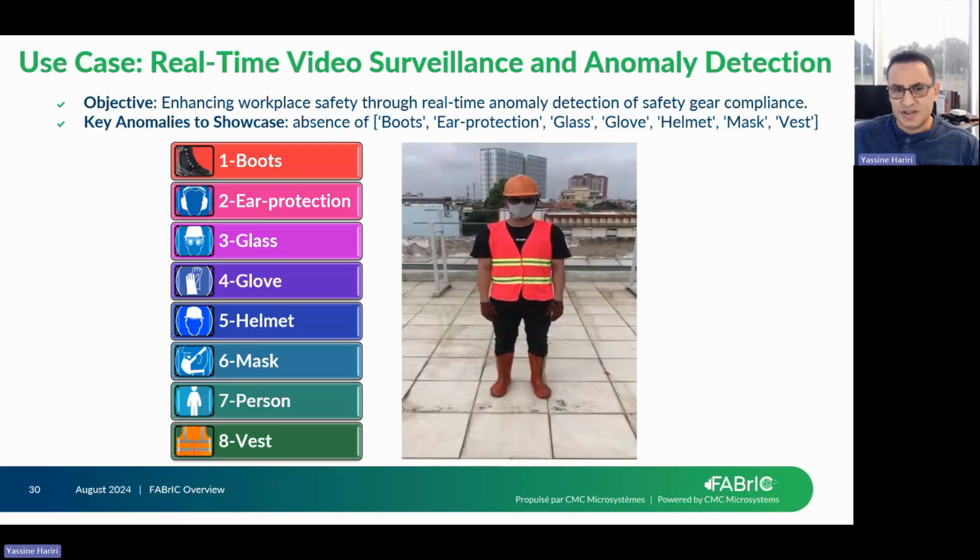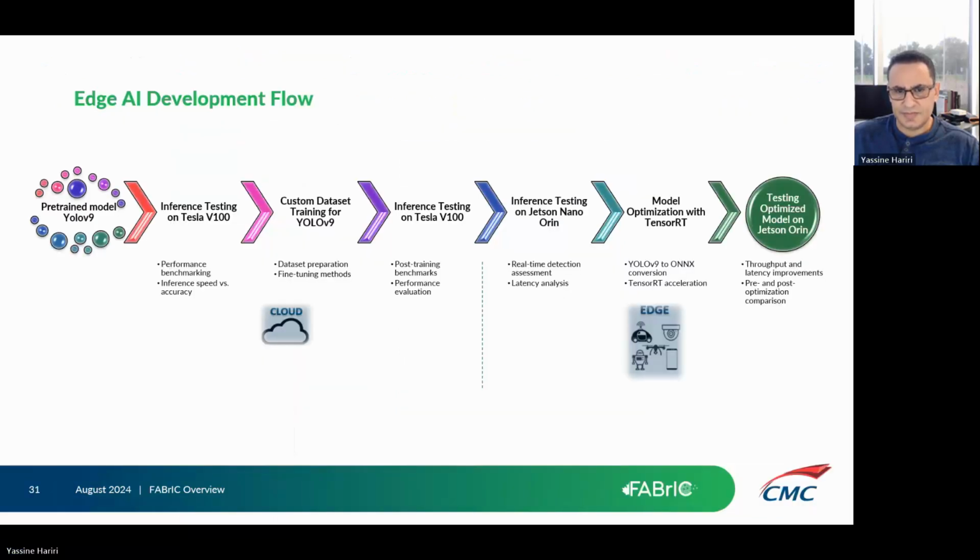So since YOLOv9 is trained on the COCO dataset, which has 80 classes of various objects, and since we are interested only in these objects, we need to fine-tune the model. We need to retrain the model on this dataset. So the first thing is to find the dataset, retrain the model, and see if the model can detect these classes. This is what we are trying to implement.